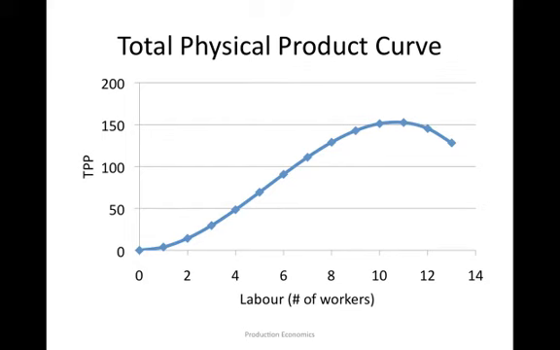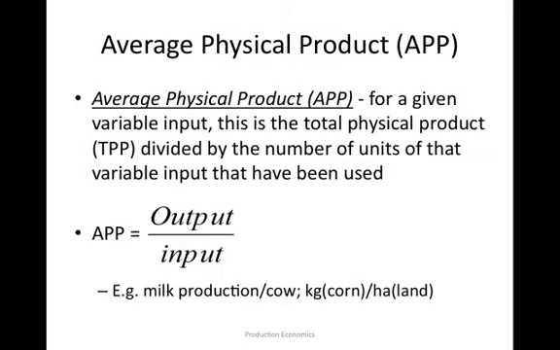Now, total physical product is useful because it shows that relationship between outputs and inputs, but it's not the only thing that we use as economists. We start thinking a little more carefully about total physical product in relationship to the amount of inputs that are being used. One way we do this is through the concept of average physical product, or APP. Average physical product is a measure for a given variable input, and it's the total physical product divided by the number of units of that variable input that have been used. So it's really just output divided by input.